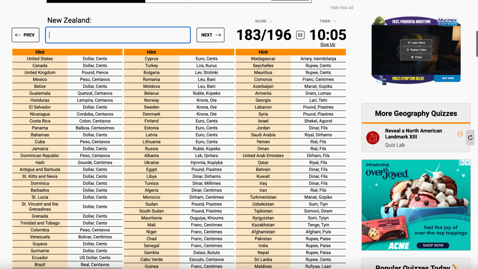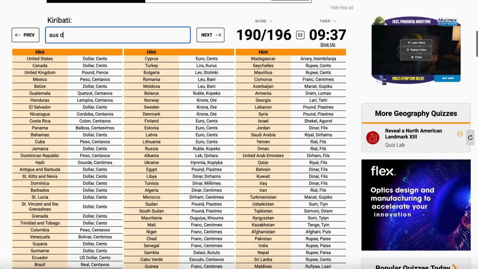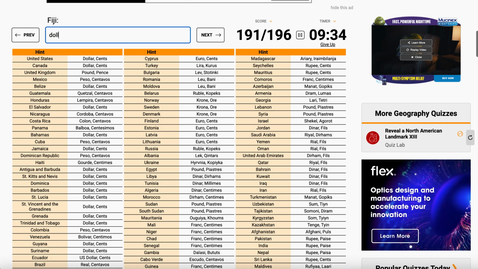So, Australia dollar cents, New Zealand dollar cents. Papua New Guinea uses the kina and is divided into toea. Vanuatu uses the vatu and is divided into centimes. Solomon Islands is dollar cents. Marshall Islands uses the US dollar, divided into cents. Tuvalu dollar cents. Nauru and Kiribati use the Australian dollar, divided into cents. Fiji dollar cents. Palau dollar cents. Micronesia dollar cents. Tonga uses the pa'anga, divided into seniti, and Samoa uses the tala, divided into sene.